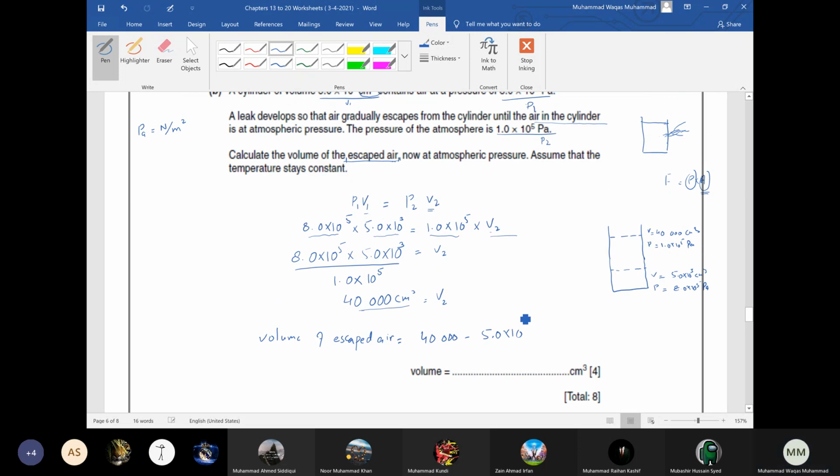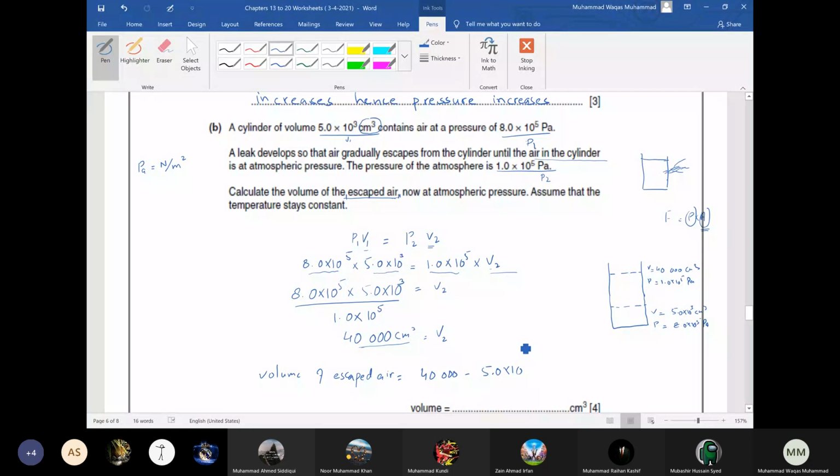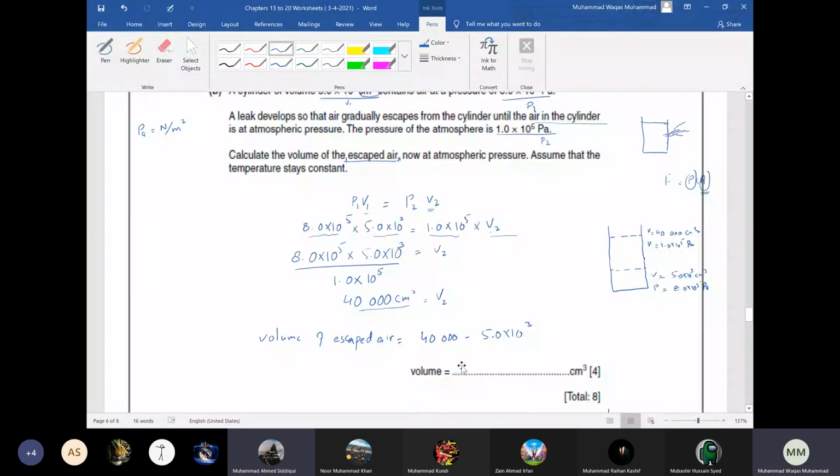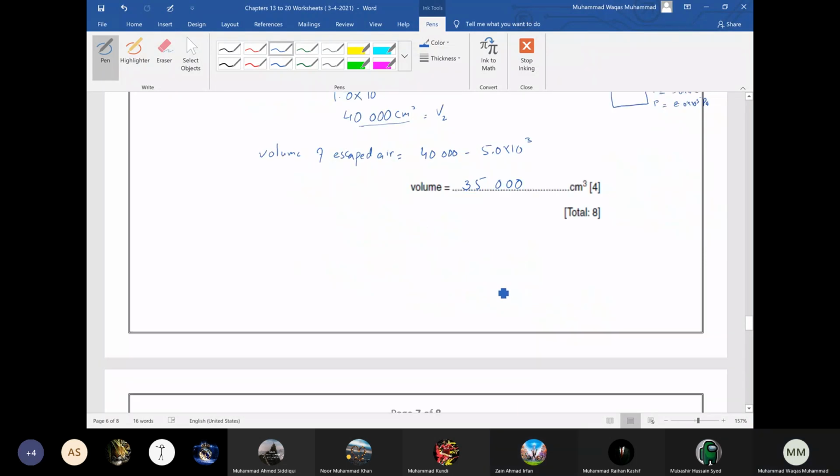And beta, what do we get? Shabash beta. 35,000. And beta, that is the answer. Here we don't need to write the unit because it's already given, 35,000 cubic centimeter. Got it beta? Yes, sir. Is that clear to everyone? Yes, sir. Next question beta.